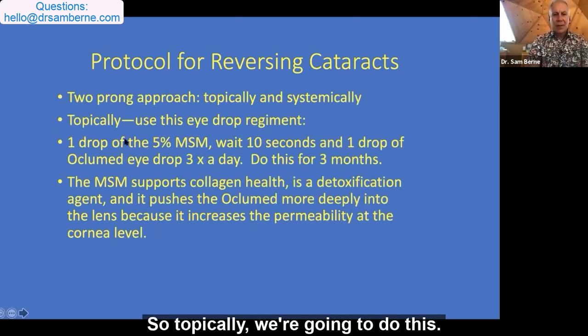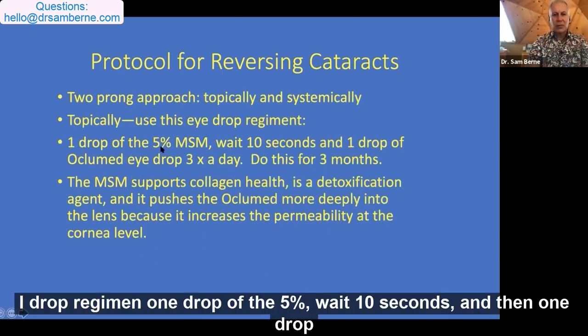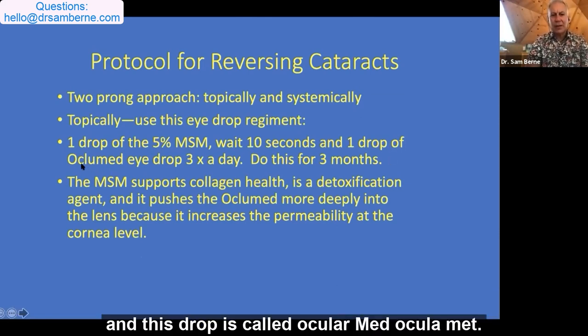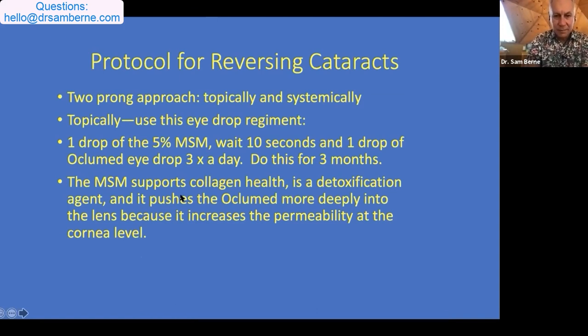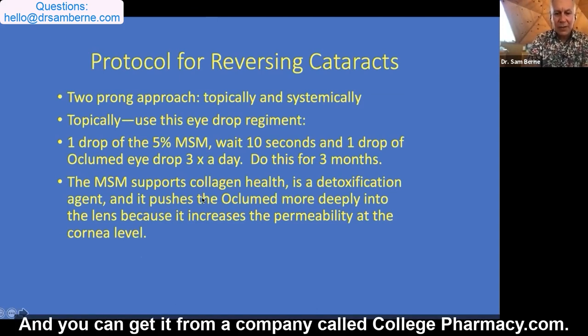So topically, we're going to do this eye drop regimen. One drop of the 5%, wait 10 seconds, and then one drop, and this drop is called Oculamed. I'm going to put it up here in the chat. And you can get it from a company called collegepharmacy.com.